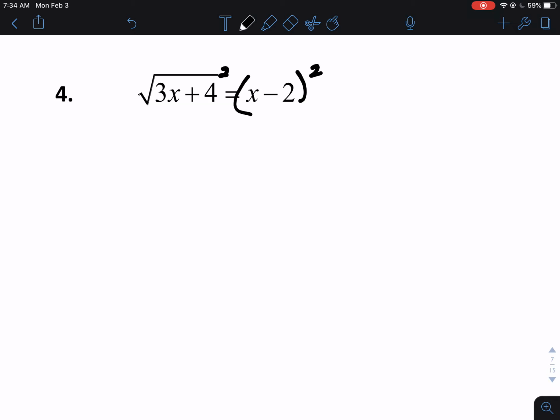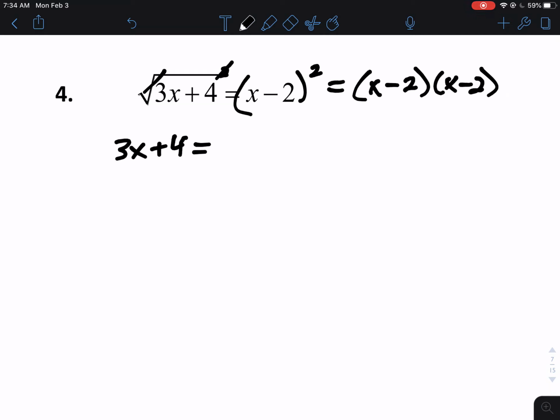That way you remember to distribute everything. Okay, so left side we just get 3x plus 4. Right side, if you take x minus 2 squared, which is the same as taking x minus 2 multiplied with x minus 2, you're going to end up getting x squared minus 4x plus 4.